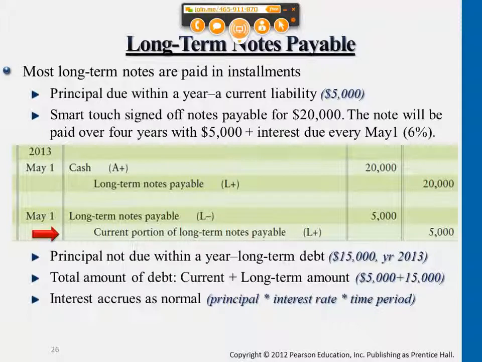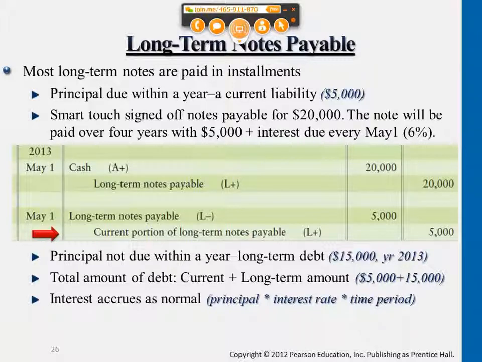So if a note payable is this type, paid by installments, then for the first entry when we sign off the note, immediately we reclassify the part that will be due next year into the current portion of long-term notes. So first, when the note is incepted, there are always 2 entries: a regular note inception entry and a reclassification entry.